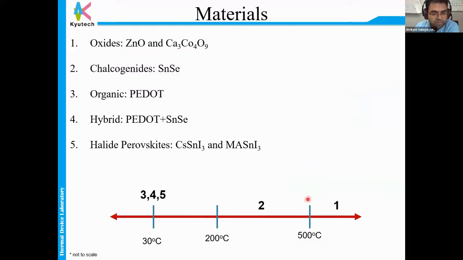Oxides are known for their high temperature stability, so they are good for high temperature applications, and chalcogenides for the middle temperature range. That's what we are using for this particular temperature range. Also the hybrid and the perovskite are known very well for room temperature applications, so we are preparing those for room temperature application devices.